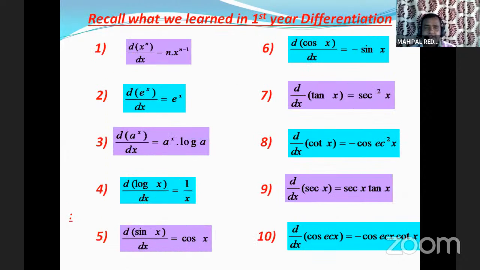Now we are going to learn the definition of integration. Children, you already learned this differentiation in the first year. So what is the process to get n into x power n minus 1? What do we have to do to get x power n? Or what is the process to get log x from 1 by x? That is known as integration.